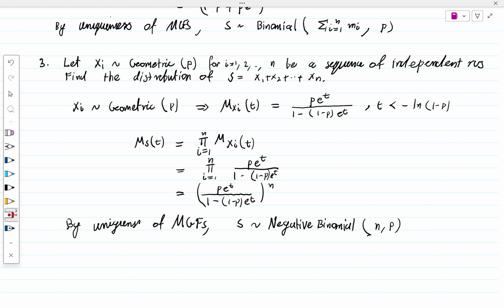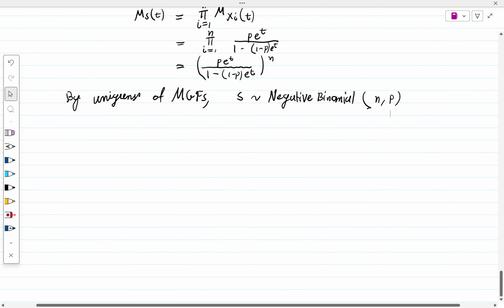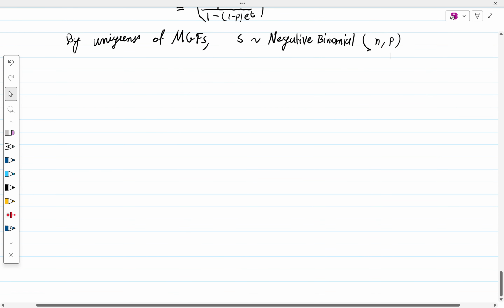In other words, the sum of independent, identically distributed geometric random variables is a negative binomial distribution, which makes sense because individually, a geometric random variable represents the number of trials before the first success, and a negative binomial distribution represents the number of trials before the nth success. So by summing the number of trials it takes to get to the first success, plus the number it takes to get to the second, all the way to the nth success, that gives you a negative binomial in some sense.